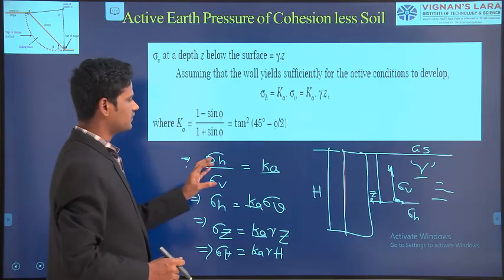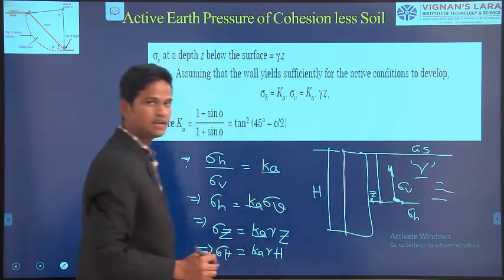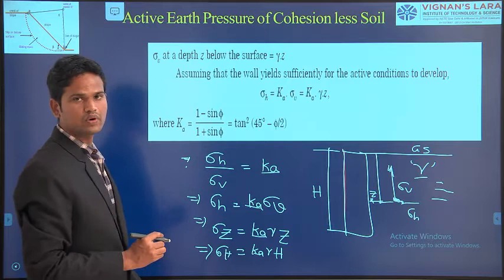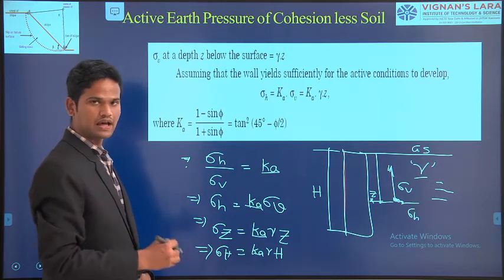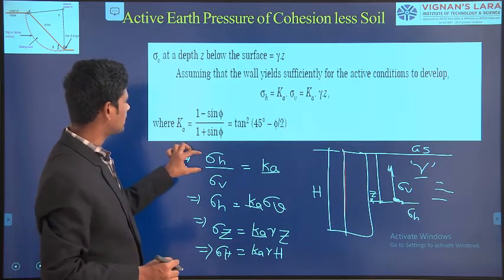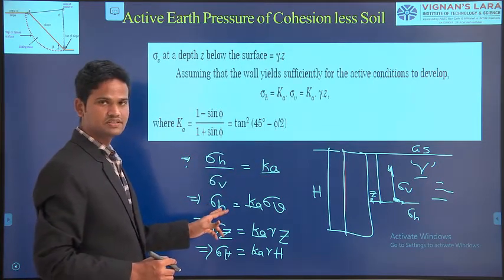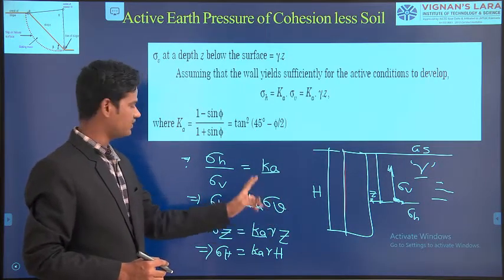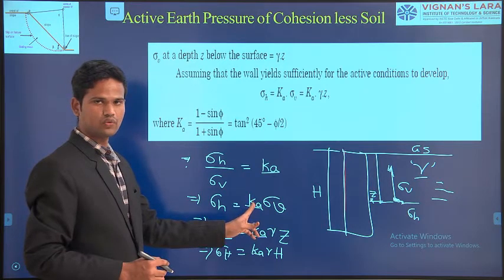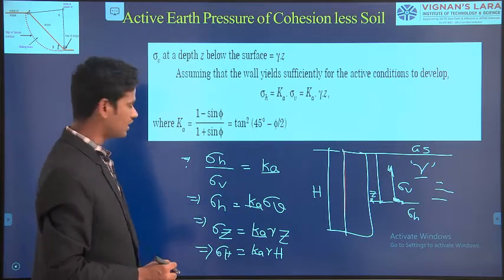For this soil element at a particular depth, we calculated the vertical pressure, and based on the vertical pressure, we calculated the horizontal pressure. Sigma h by sigma v equals Ka, so sigma h, the horizontal pressure, equals Ka into sigma v, where Ka is the coefficient of active earth pressure, which I will explain, and sigma v is the vertical pressure.